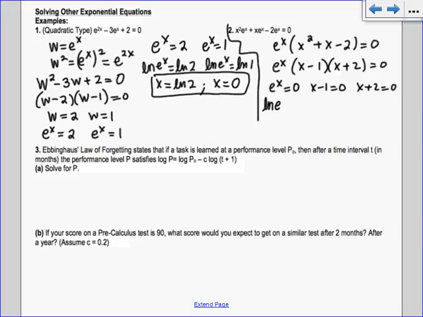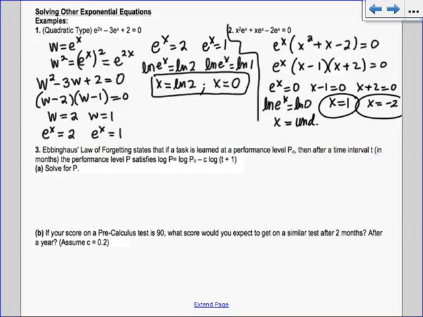Natural log of e to the x equals natural log of 0. And then you would try to take the natural log of 0, and your calculator would be like, no, don't do this. It doesn't work. So this one doesn't work, so undefined, I guess. But the other two work. So x equals 1 and x equals negative 2 both work. So those are our solutions.